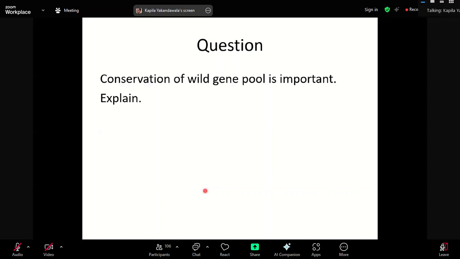Okay, so if I ask a question, conservation of wild gene pool is important. Why? Can you tell me? Why should we conserve wild gene pool or crop wild relatives? You can look at the book and answer. To improve the existing crops and as a source of food. Right, very good. So I'm going to ask similar questions during the exams, right? So very simple, straightforward questions.